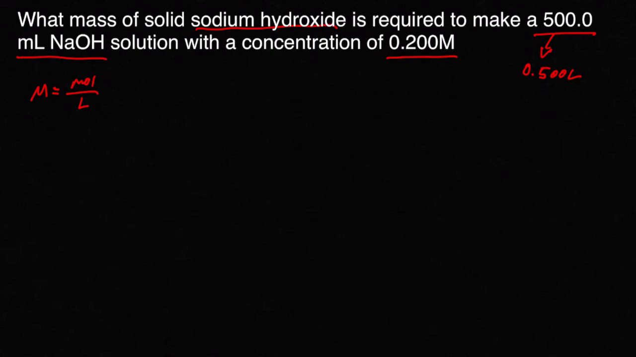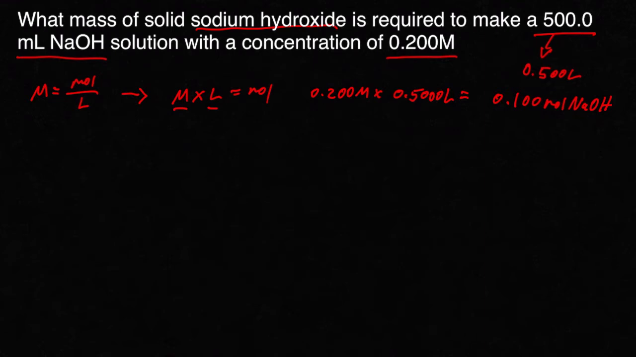Now I'm going to rearrange this equation to solve for moles, because I know that I can get from moles to grams to mass. Molarity times liters is equal to moles. I can plug in my molarity and my liters because those are both given in the problem. So my molarity is 0.200 molar. I'm going to multiply that by my 0.500 liters, and I will get how many moles of sodium hydroxide would be required, and that is 0.100 moles of sodium hydroxide, our solute.